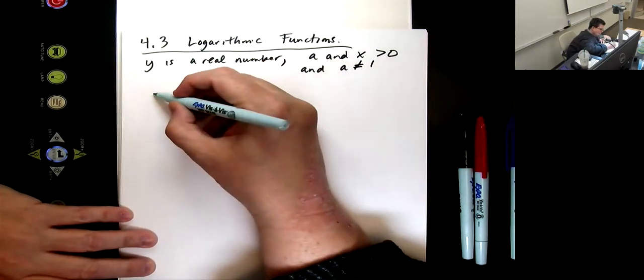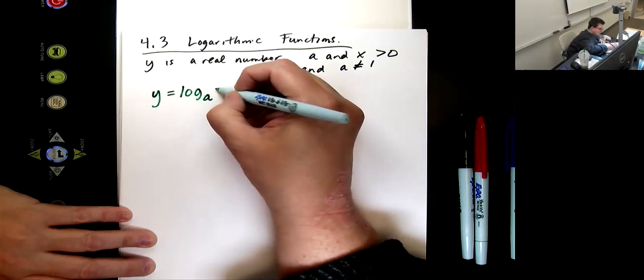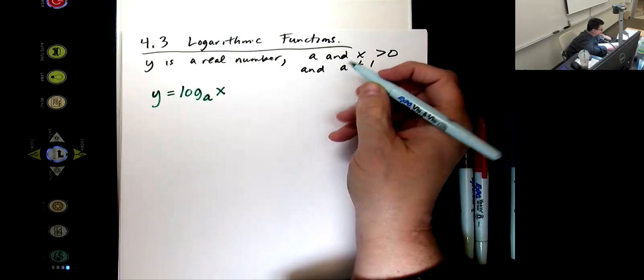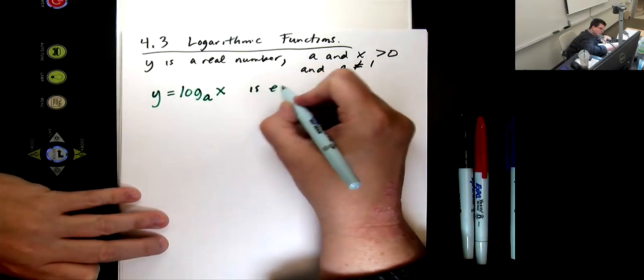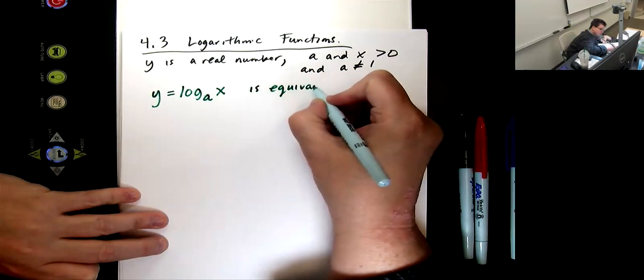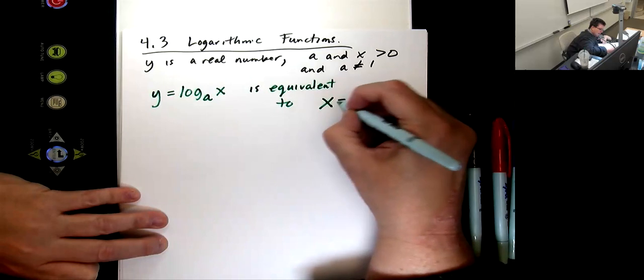We write y equals the logarithm base a of x. This is equivalent to x equals a to the y.